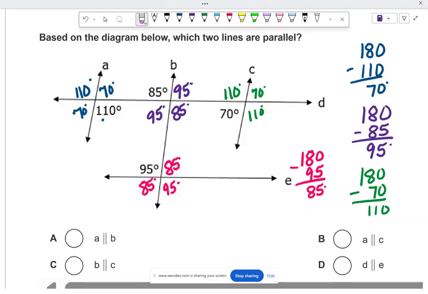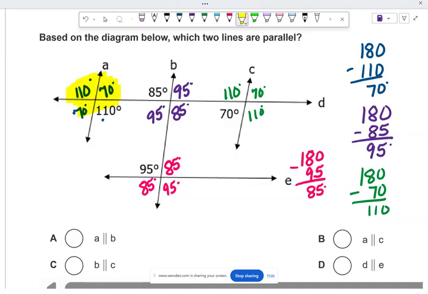All right, now you go look for the clusters that have the same angle measures in the exact same places. That means they correspond. And if corresponding angles are congruent, then the lines are parallel. All right, so let's look for the exact same measurements.